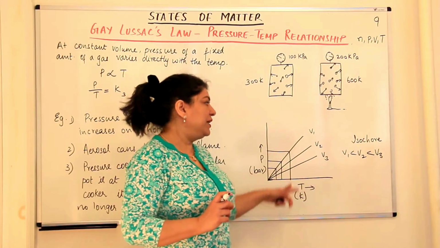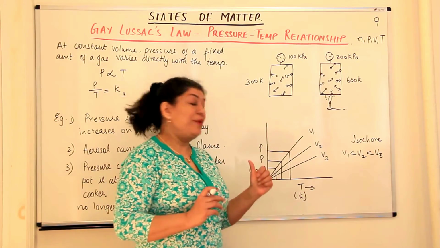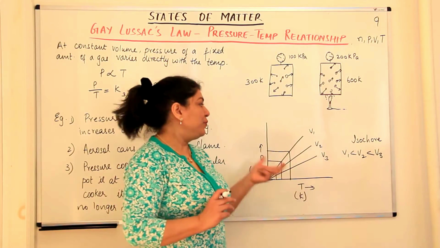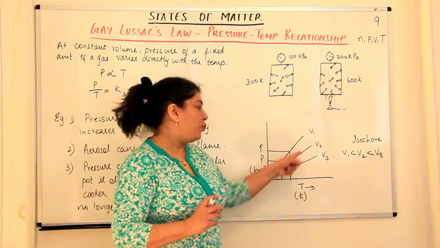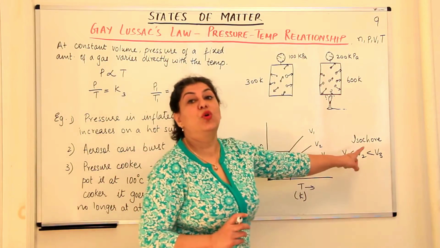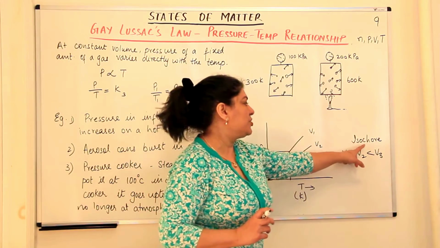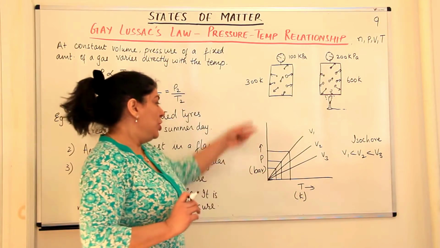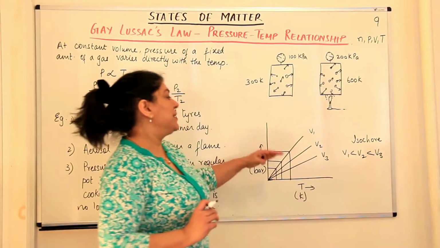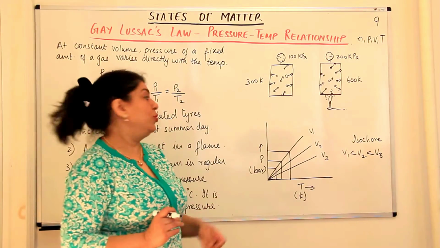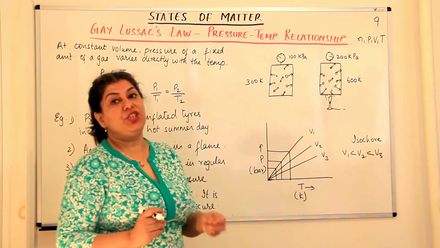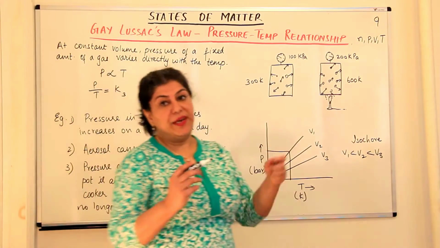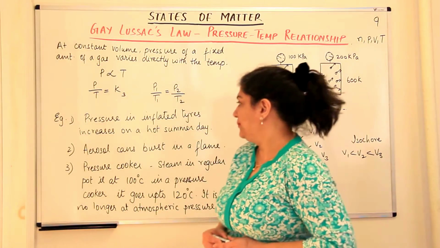When we plotted curves at constant pressure, we called them isobars. And when we plot curves at constant volume, they are known as isochores, spelled I-S-O-C-H-O-R-E. So when you plot these graphs, you get isochores, and the isochores show the direct relationship between pressure and temperature, thus showing us Gay-Lussac's law.